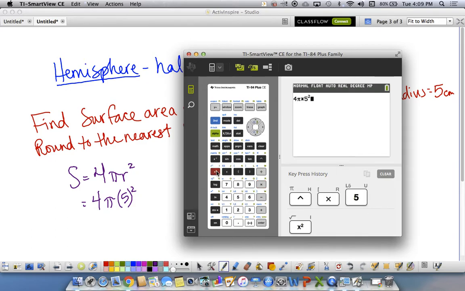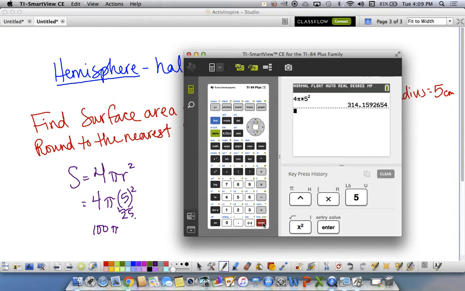And your calculator knows to do PEMDAS. It knows it's going to square the 5 first. Okay? Should I have a thought of what the answer is going to be? Do you know that 5 squared is 25? Do you know 25 times 4 is 100? And 100 pi should be 314, right? So I should get an answer very close to that number.